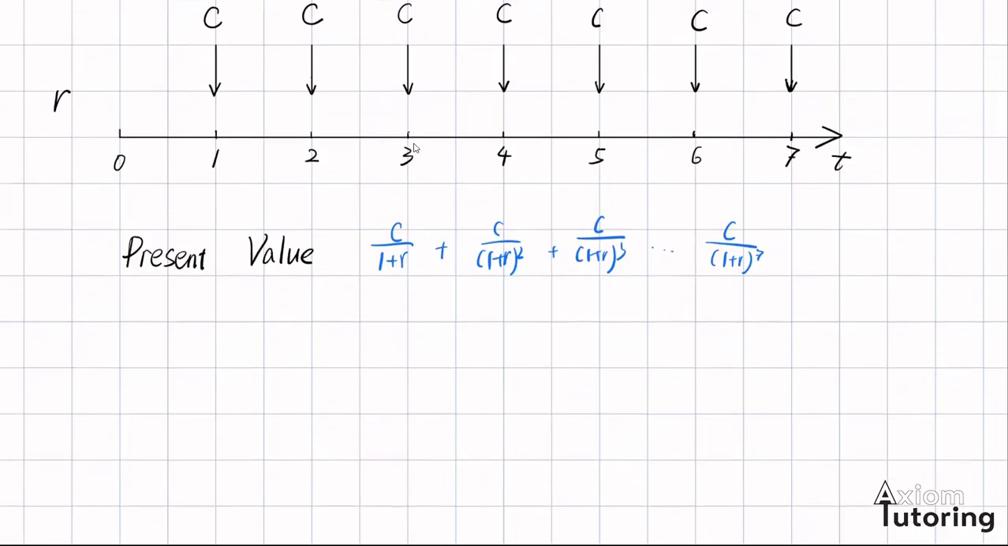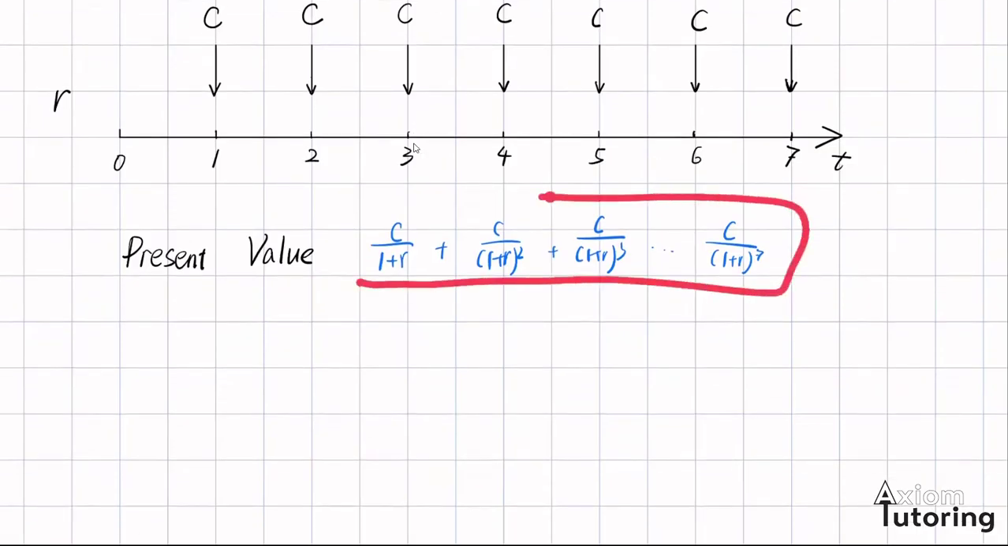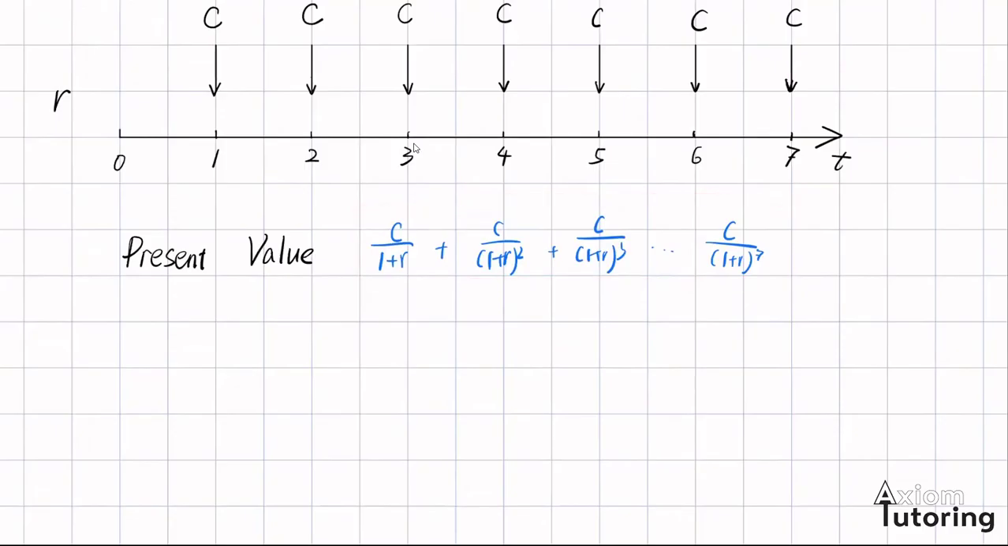So is there a way to simplify all this calculation? If you notice, this expression is actually a summation of a geometric series with a common ratio of 1 over 1 plus R. If you're not familiar with mathematics in this way, we're going to derive the result for you.